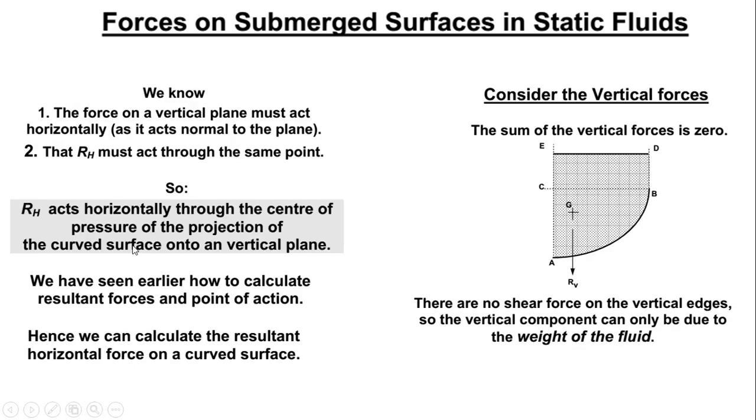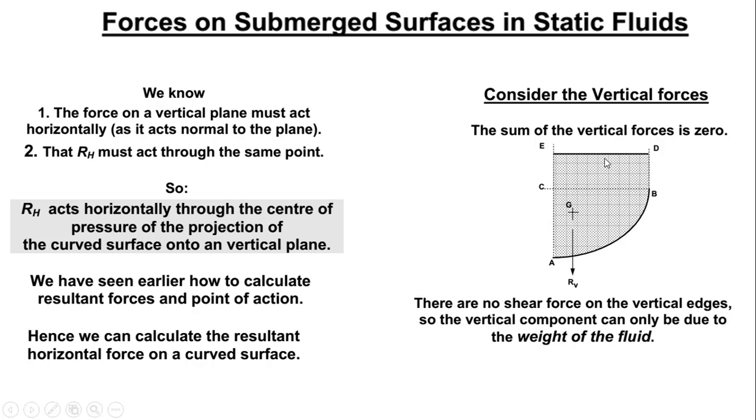Okay. So what do we know so far? We know that the force on a vertical plane must act horizontally. The other thing that we know is RH must act through the same point. So RH will act horizontally through the center of pressure of the projection of the curved surface onto any vertical plane. So from there we can calculate our RH at that point.